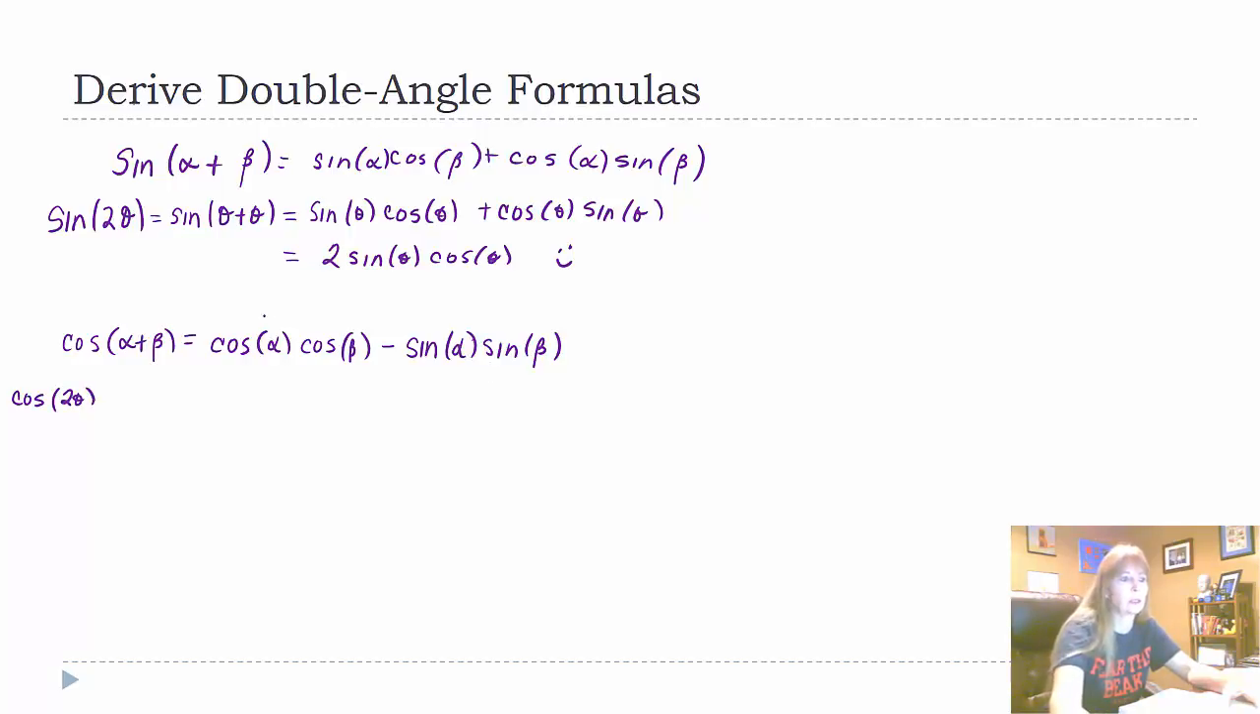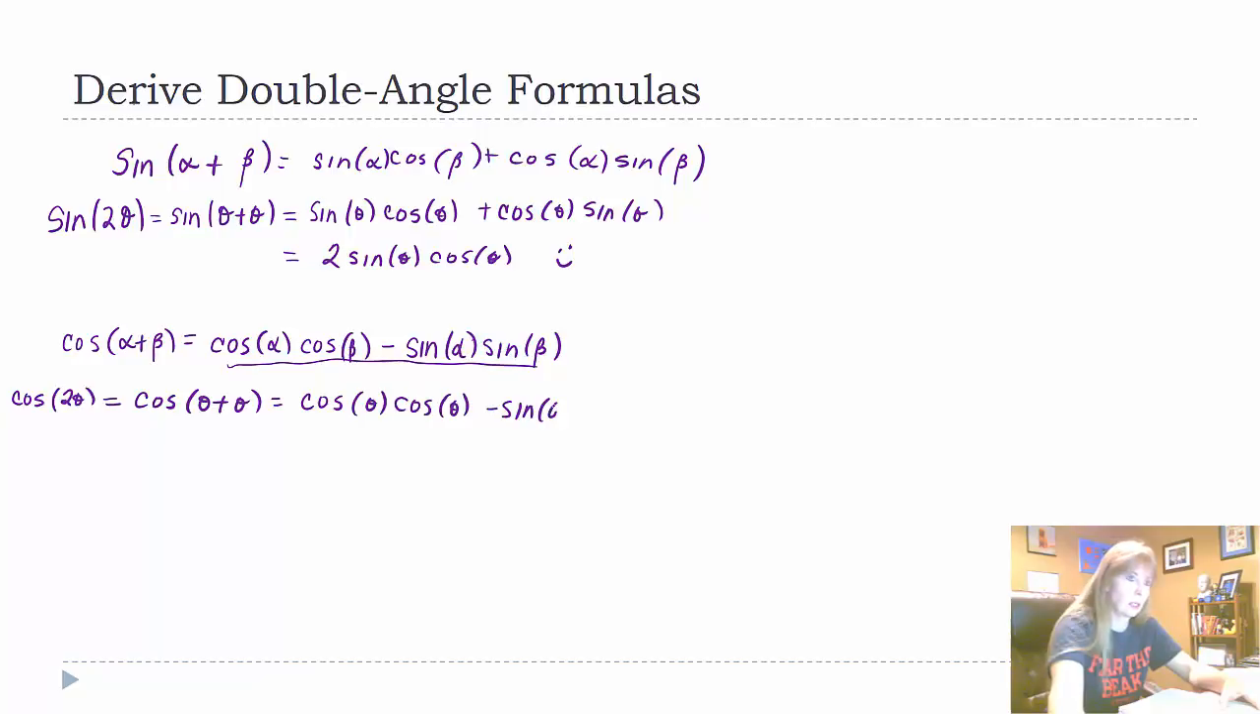So cosine 2 theta. I was going to say my students in class normally say, Cindy, slow down, but y'all can't say that because you can hit pause when I go too fast. So I have cosine of theta plus theta. And now I write it out like up here. So I have cosine theta cosine theta minus sine theta sine theta. Multiplying those out gives cosine squared theta minus sine squared theta.